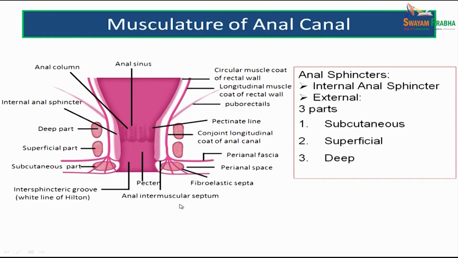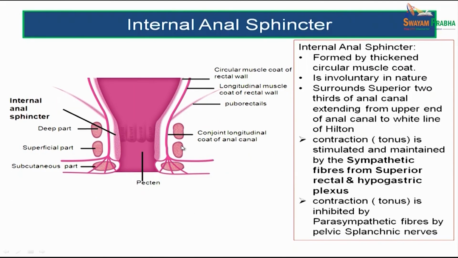Having read about the interior of the anal canal, we will look at the musculature of the anal canal. As I have already mentioned, the anal canal is surrounded by sphincteric muscles. So the anal sphincters are two. One is your internal anal sphincter, what you are seeing here, and outside is the external anal sphincter. The external anal sphincter has three parts. One is the subcutaneous part as shown in this picture. Next is the superficial part, and deepest is the deep part. So there are two sphincters, the internal anal sphincter on the interior and the external anal sphincter on the exterior.